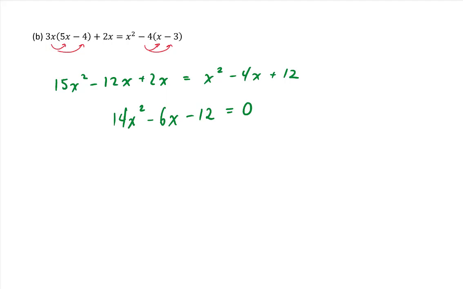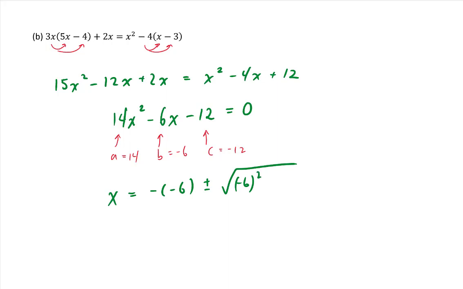Now let's use the quadratic formula. We're going to need an a value, a b value, and a c value. So we have negative 12, negative 6, and 14. So we write x equals the negative of the b value plus or minus the square root of the b value squared minus 4 times a times c, all over 2 times a.